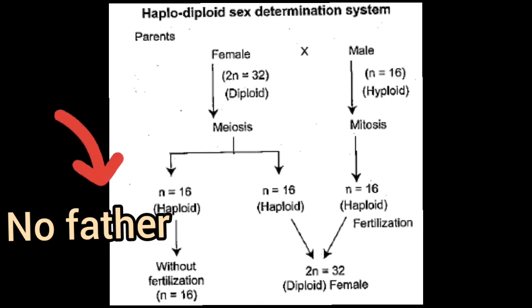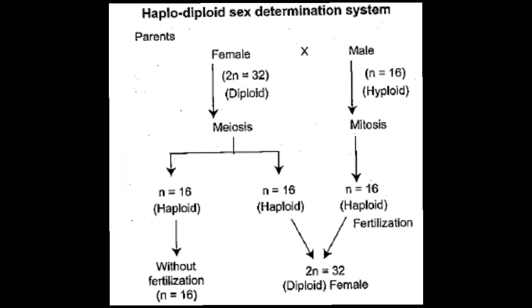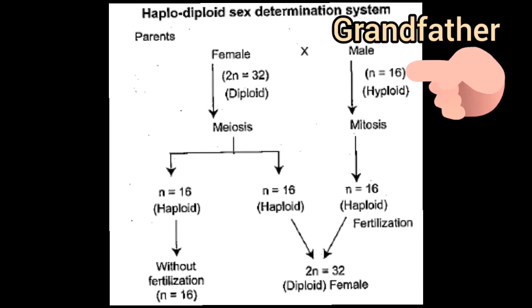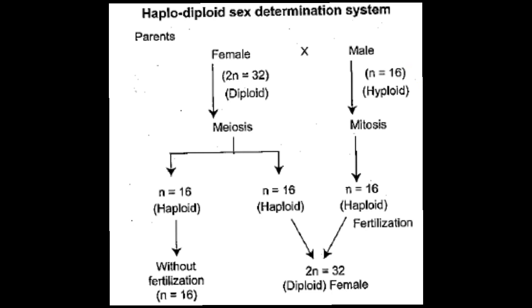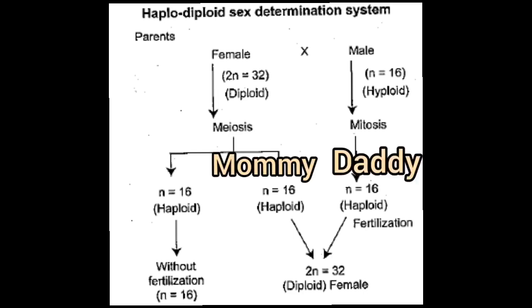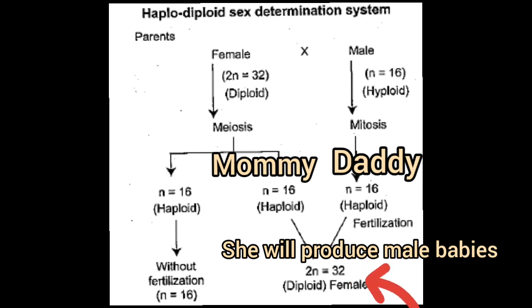Yes, so clearly males never had a father but will have a grandfather, which means that their mother will have a father. That's true. So let us consider a female honeybee. The female has been formed by the union of gametes coming from mommy and daddy. So yes, she has a father. And when she forms male babies, the male baby is definitely going to have a grandfather. I hope this concept is clear to you. Thank you so much.